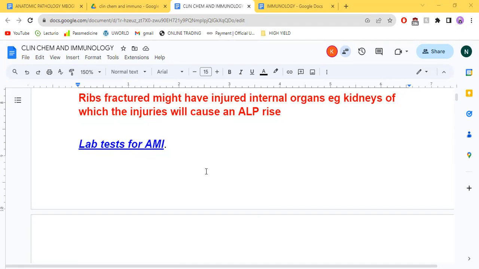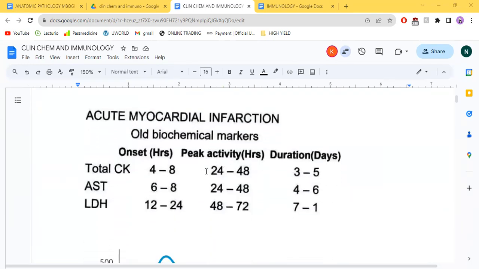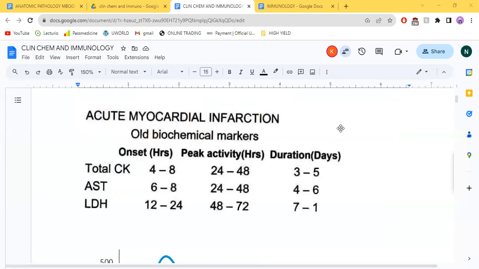Okay, the next question was lab tests for AMI, acute myocardial infarction. This one, it's the other table we'll go through. Depending on the onset, total creatine kinase is 4 to 8 hours onset, peak activity is 24 to 48 hours, then it lasts 3 to 5 days. AST, 6 to 8 hours onset, peak activity 24 to 48, duration 4 to 6. Then LDH 12 to 24 hours, then the peak activity is 48 to 72 hours, then duration is 7 days.